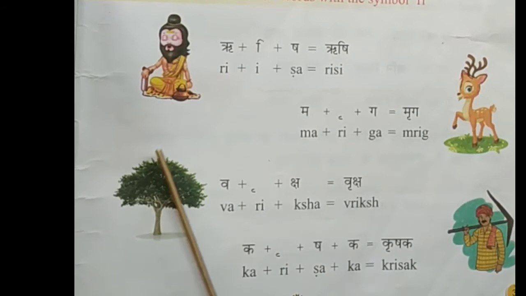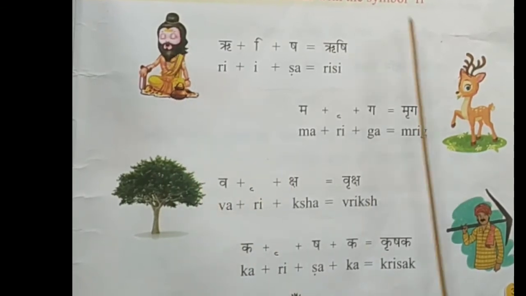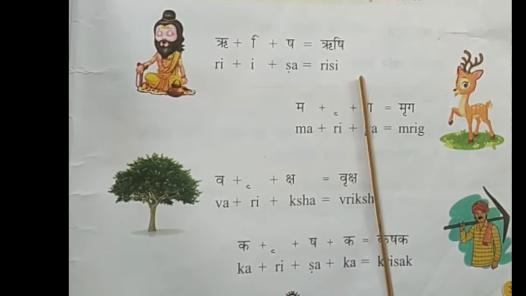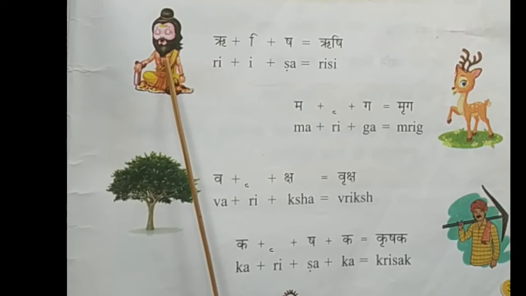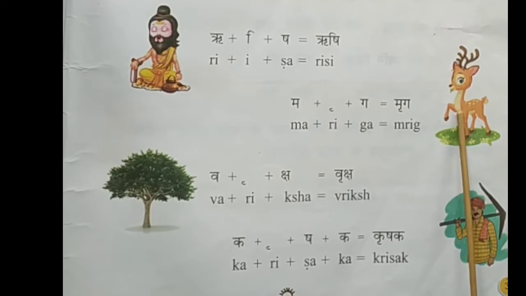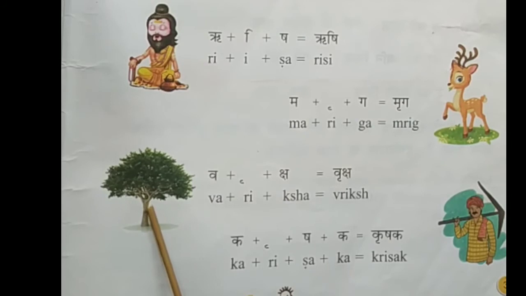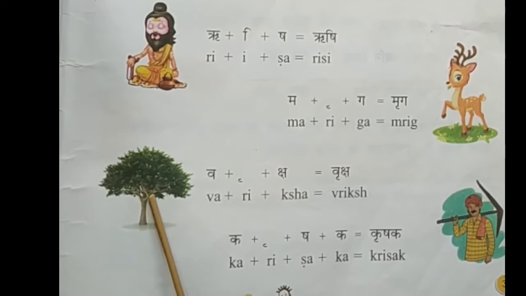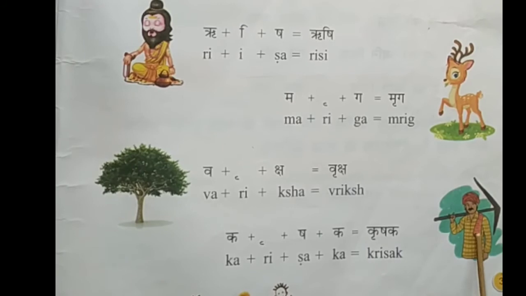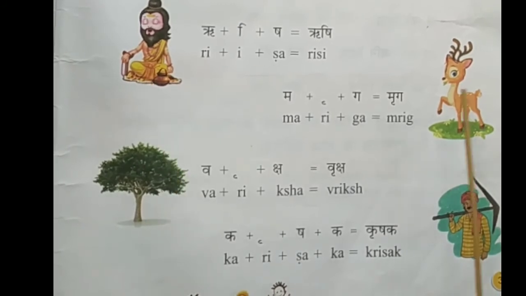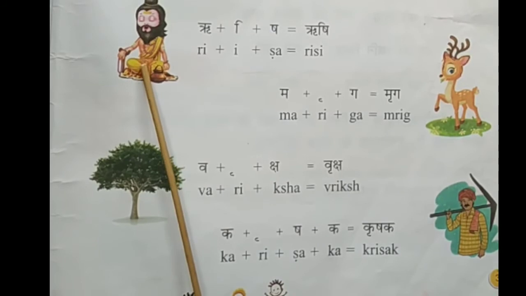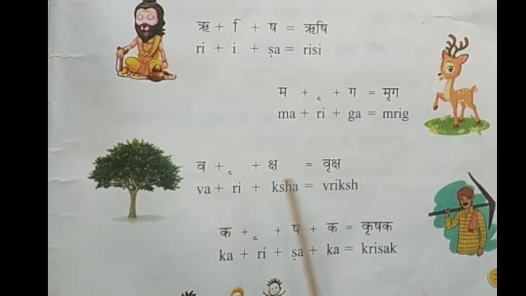Now look here, this lesson. There are 4 pictures given. You have to study the name of these pictures and its spelling. Clear? See, what is the first picture? This is Rishi. Say all of you, Rishi. And this Mrug. And what is the name of it? Vrish, tree. And here we see Krishak, farmer. Say again, Rishi, Mrug, Vrish, Krishak.